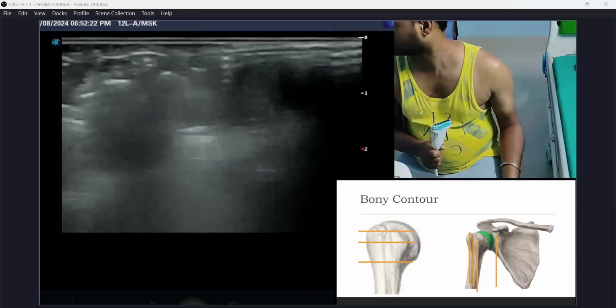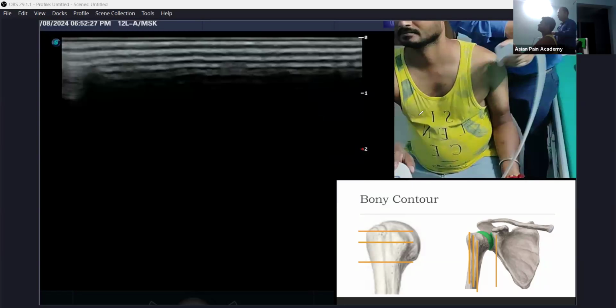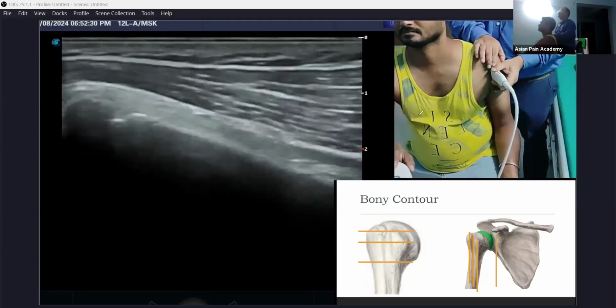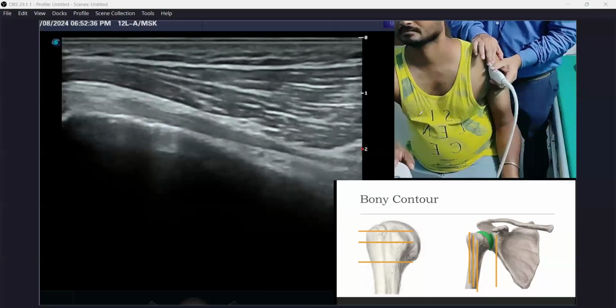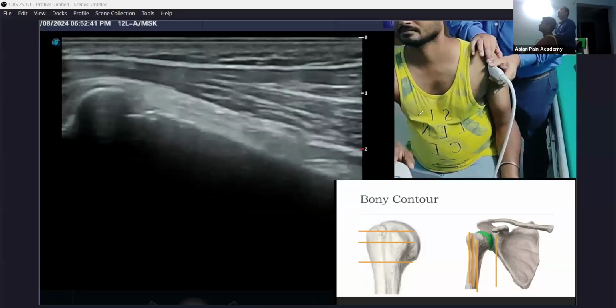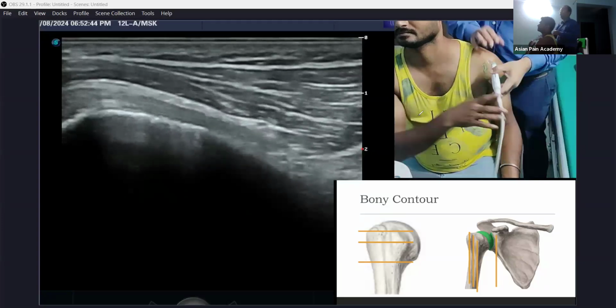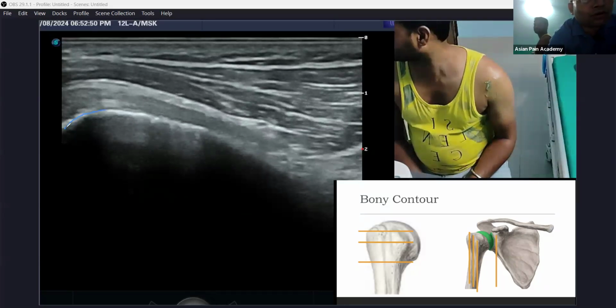Sir, can you repeat the groove area, please? I will repeat it after some time, because I have to show you the biceps tendon. This is the groove area. I am not understanding. Can you mark it, please? Okay, just a minute. This is the bone of the groove, the bony periosteum. This is the bony periosteum of the groove. Here, my probe is here.